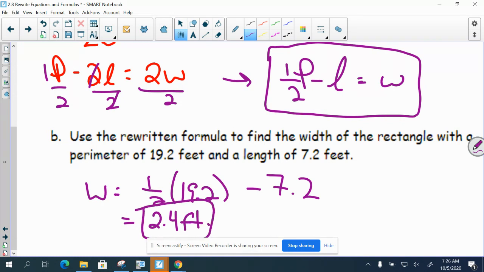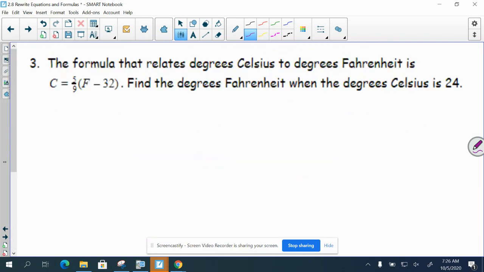Okay, next example. The formula that relates degrees Celsius to degrees Fahrenheit is this, and we've talked about this formula before. Now we're going to find the degrees Fahrenheit when the degrees Celsius is 24. The first thing we're going to do is learn how to rearrange this formula for F. So C equals 5/9 times (F minus 32).